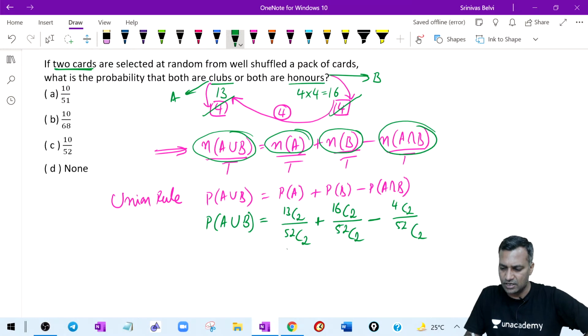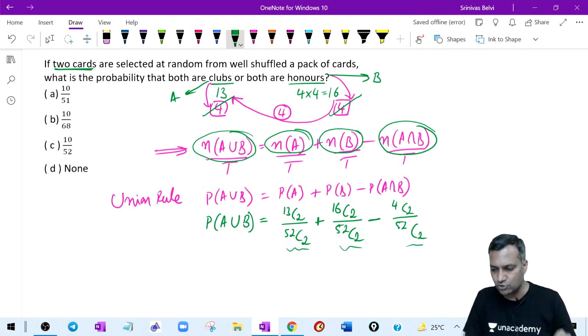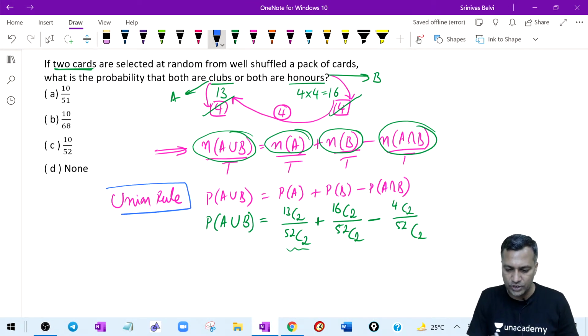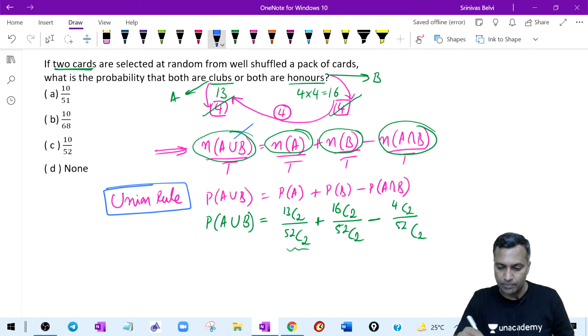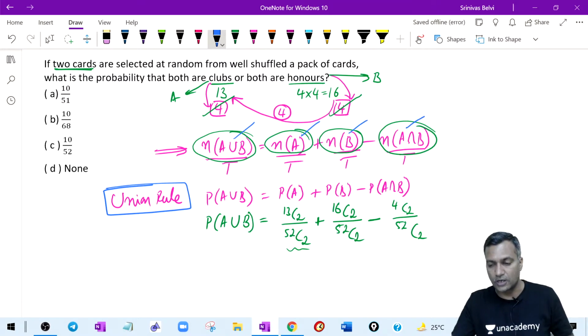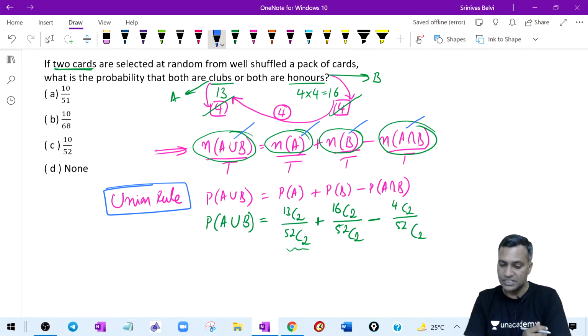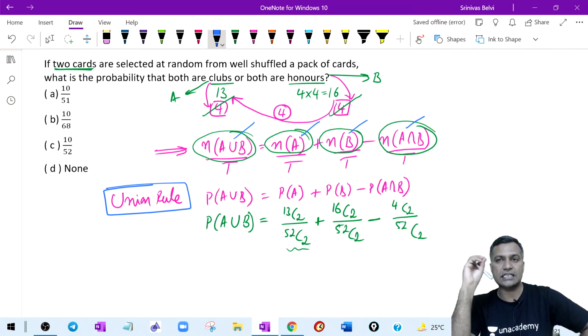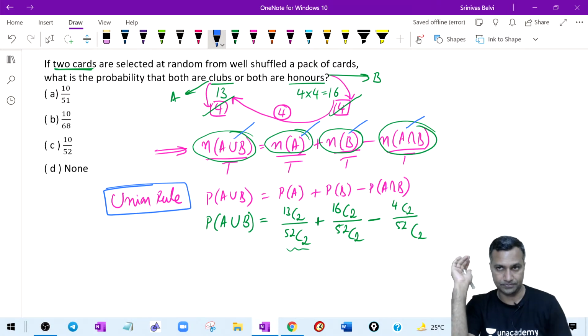You may say, sir, the denominator is common, why should I write it so many times? I'm not concerned about writing it so many times. I'm more worried about whether I remember the union rule, in the sense, whether I remember the set theory formula or not. That is what is important here. Is this clear? Union rule of probability is clear, everyone? Don't neglect double counting in case it is there. Clear? Everybody clear? Rishabh? Made sense?